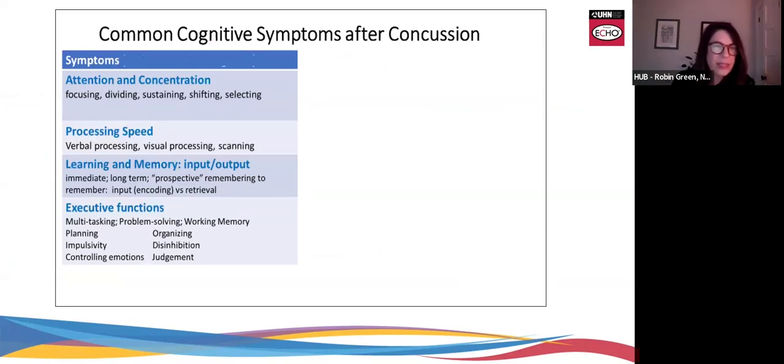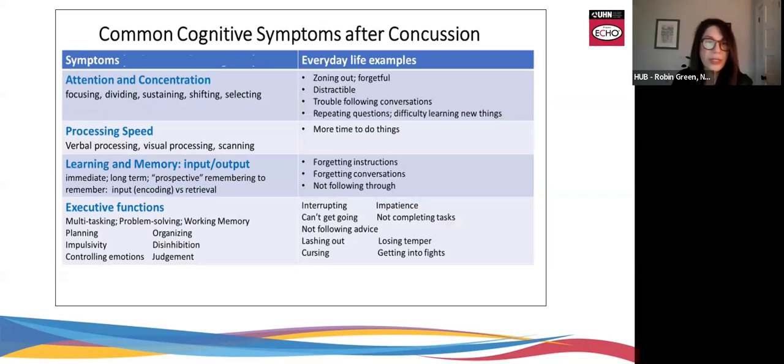Here are the common domains of cognition that are affected by concussion. They include attention and concentration, processing speed, learning and memory, both taking in and retrieving information, as well as executive function. As you can see, executive functioning includes many different capacities, some of which we've listed here, like multitasking, planning, controlling impulses, and much more.